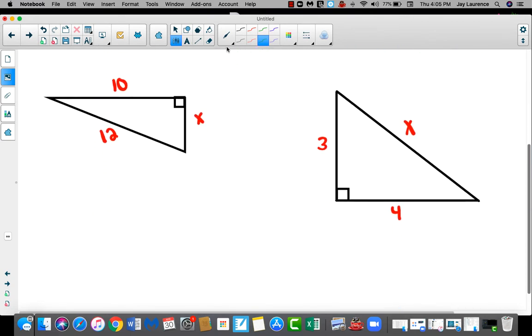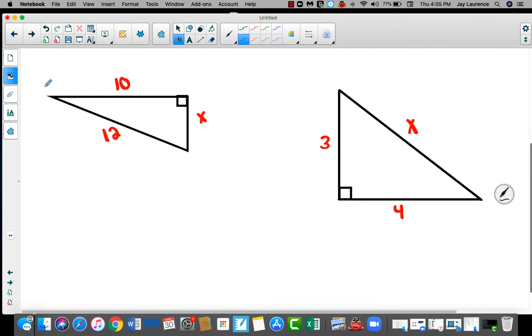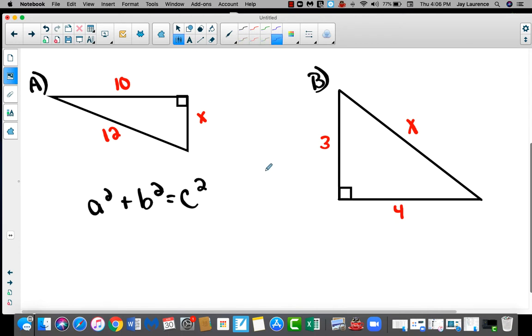So look at these examples here. I'll call this example A and example B. Example A: a squared plus b squared equals c squared. One of the biggest mistakes is kids assume C is the side you're looking for. Please do not do that. Here's how you find C. You go to the right angle and you draw a ray. The side you hit is C always. So C is 12.